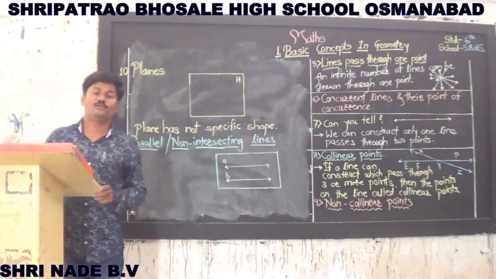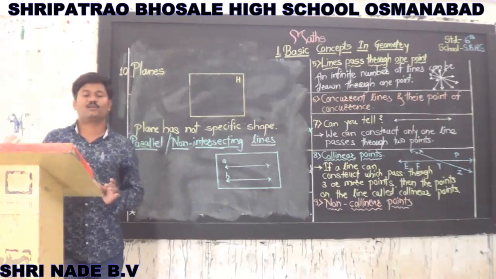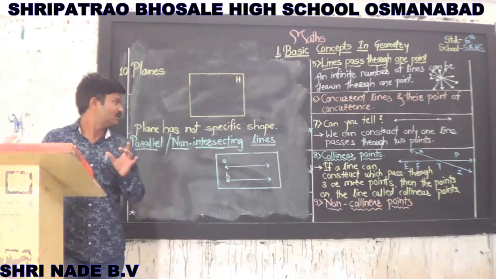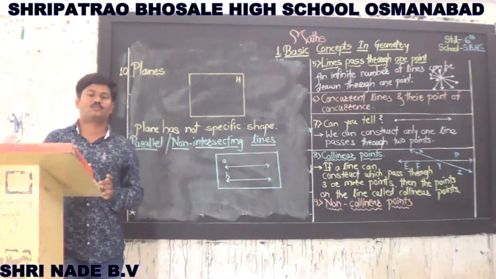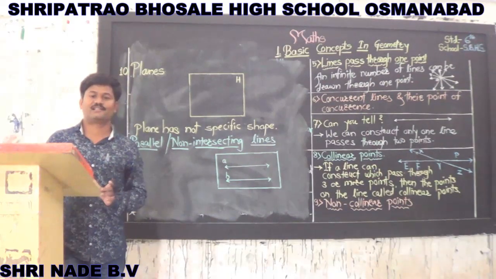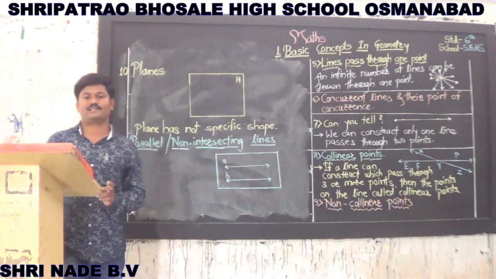Such edges or lines are called intersecting lines. Now we look at the definition or meaning of intersecting lines. Lines which intersect each other are called intersecting lines.